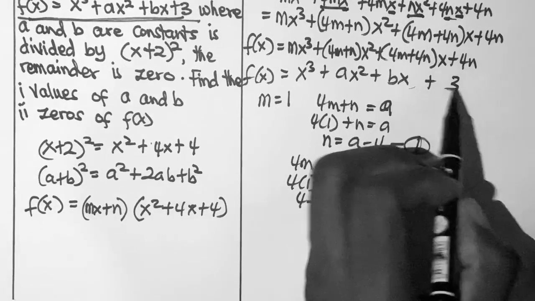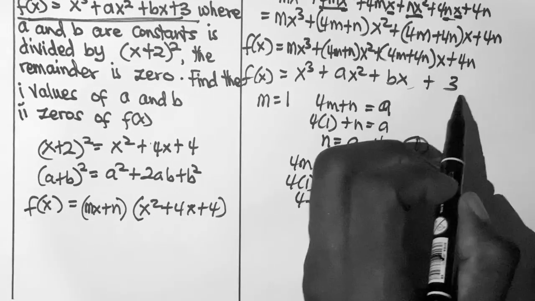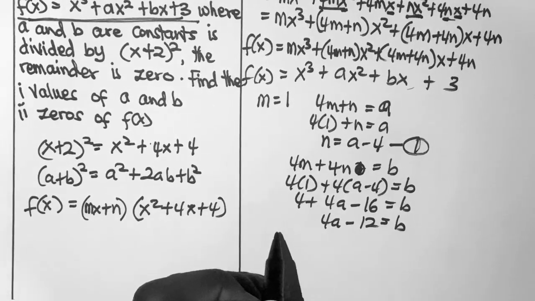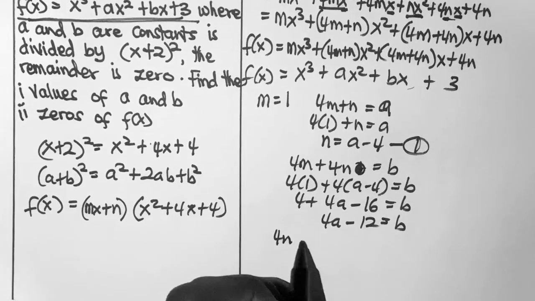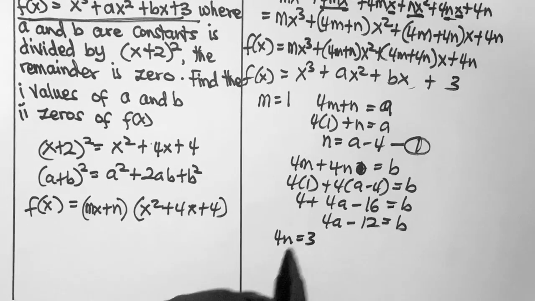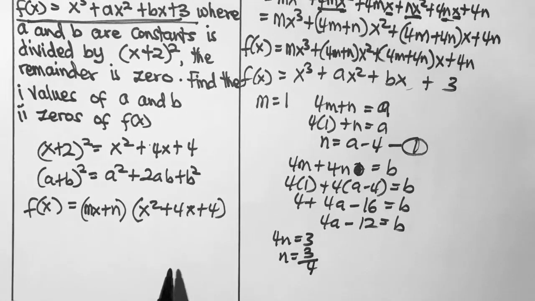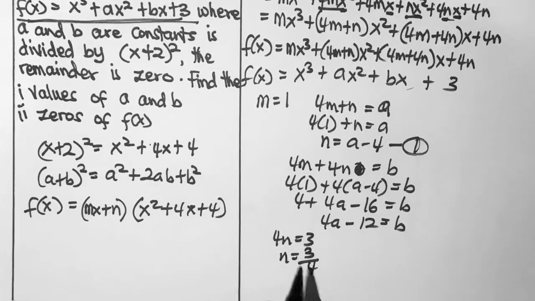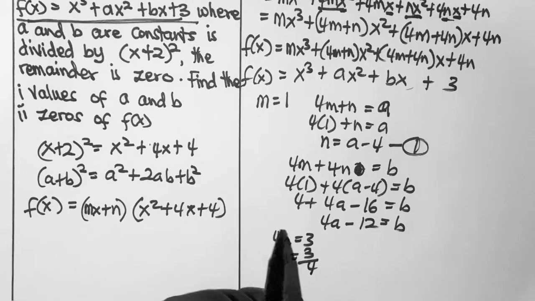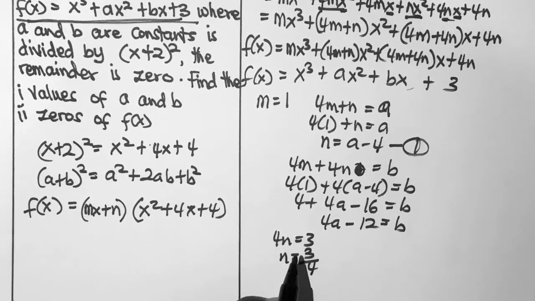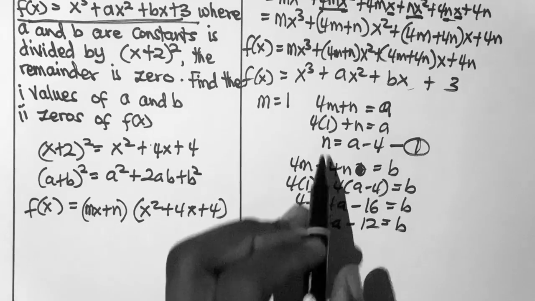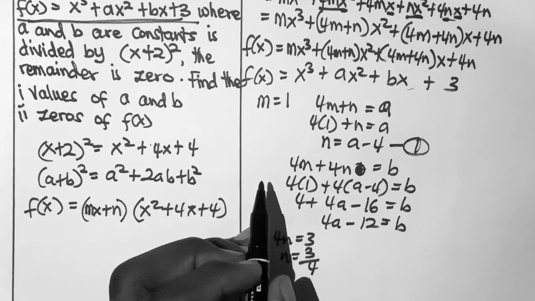Then now let's come here. You can see that this has not got any x value attached to it. 4n is equal to 3. So this implies that n is equal to 3 over 4. So we've gotten the values of n and then the values of m. So now let's put it back. Let's put the value of n into equation 1.